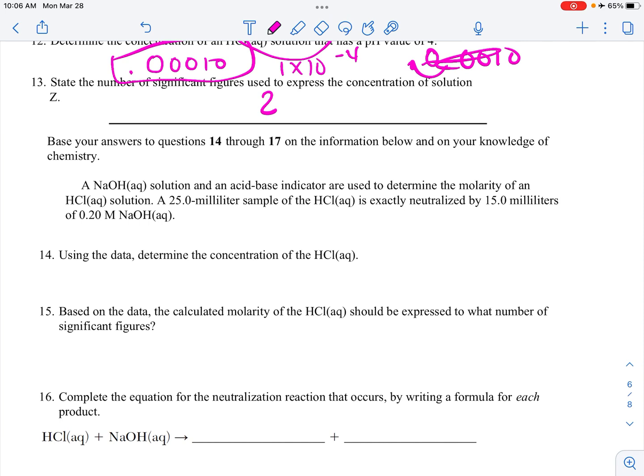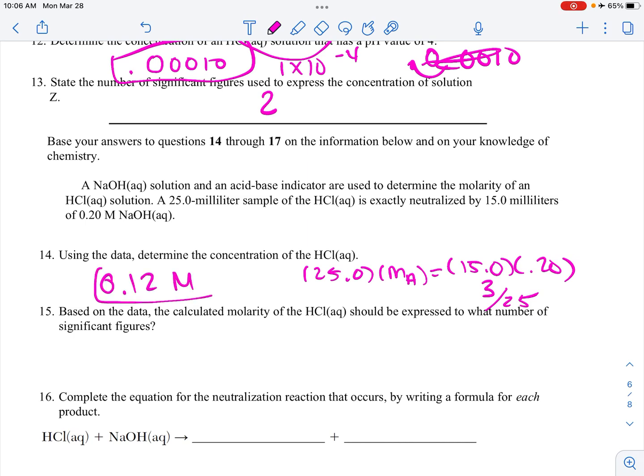Concentration, okay, this is titration, 25 milliliters of HCl, and I don't know that, and 15 milliliters of 0.20. 15 times 0.2 is 3 divided by 25. Whoops, 3 divided by 25 is going to give me 0.12 molar. Based on the data, how many sig figs? Okay, so up here we have 3 sig figs, 3 sig figs, and 2 sig figs. So 2 sig figs.